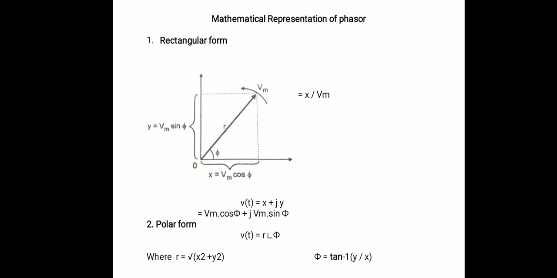Okay, so it has three sides. One side is x, one side is y, and one side is r, which is the diagonal. If we use the formula for cos of theta, so what is cos theta? It is the ratio of the adjacent side to the diagonal. So what is the adjacent side for cos theta? The adjacent side is x, and the diagonal is r.